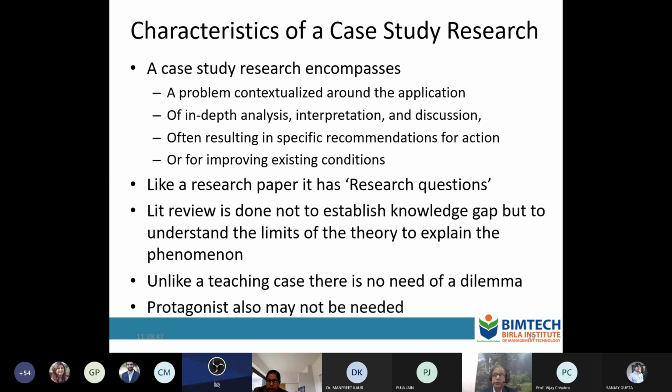Okay, you have used a situation, you have used an event, and you have taken one particular company to get data. That is how the case is written. So it is a teaching case.